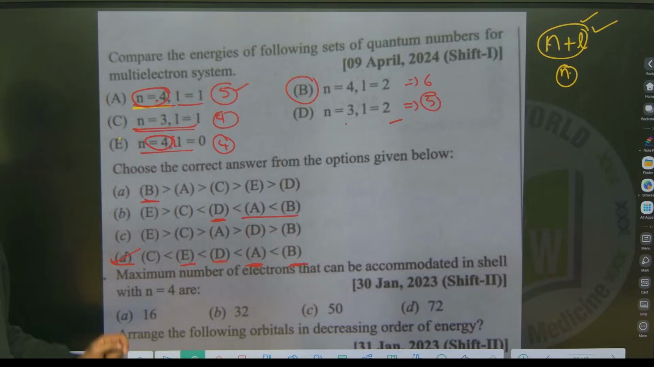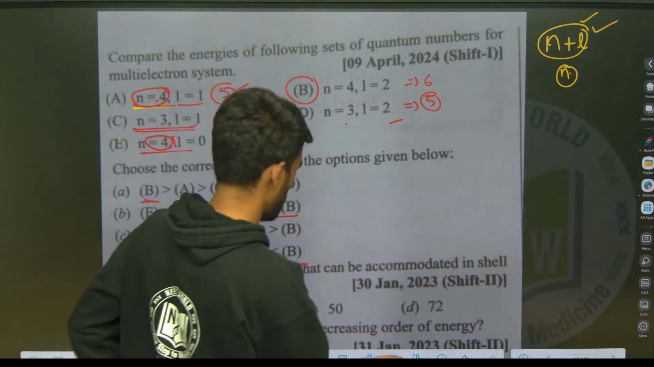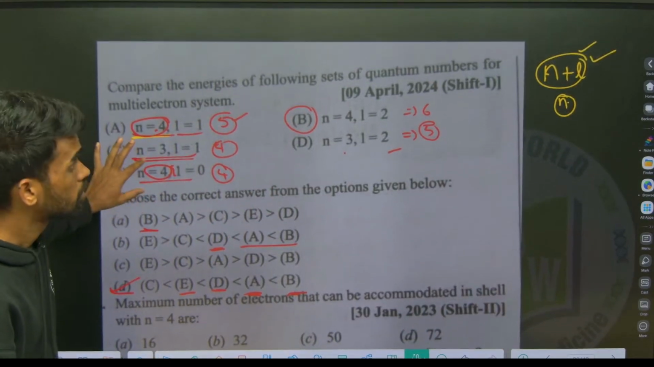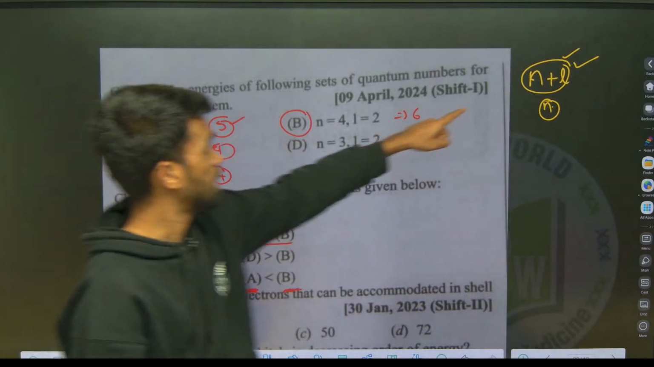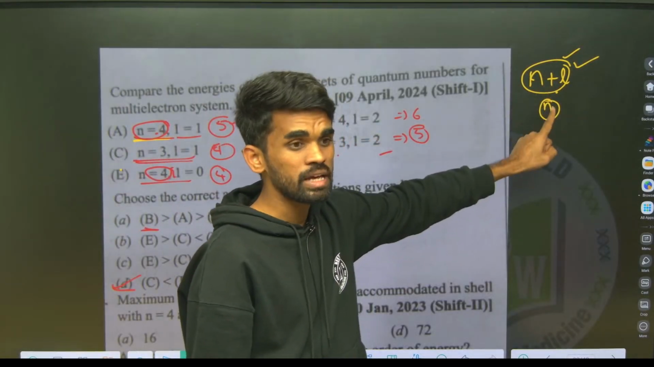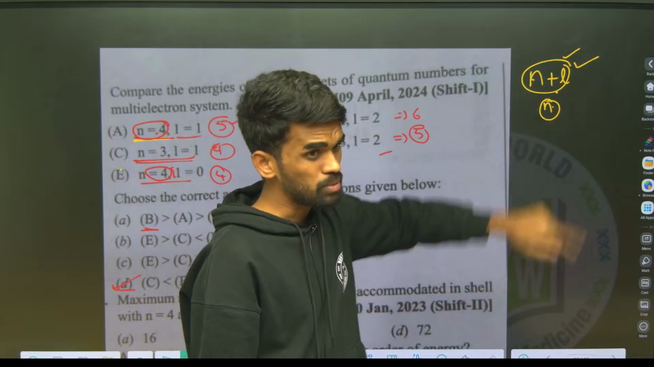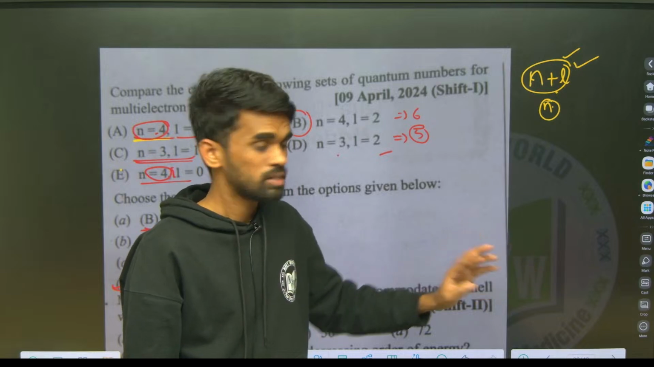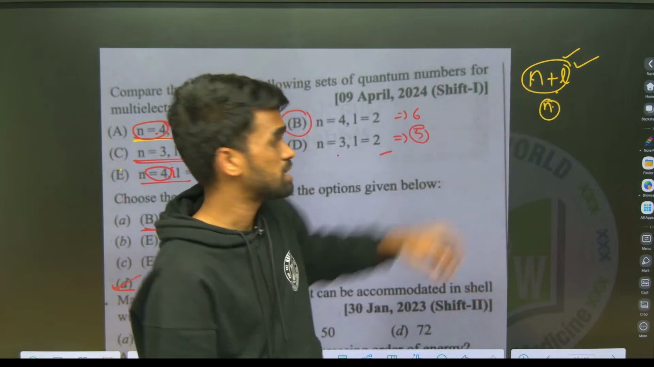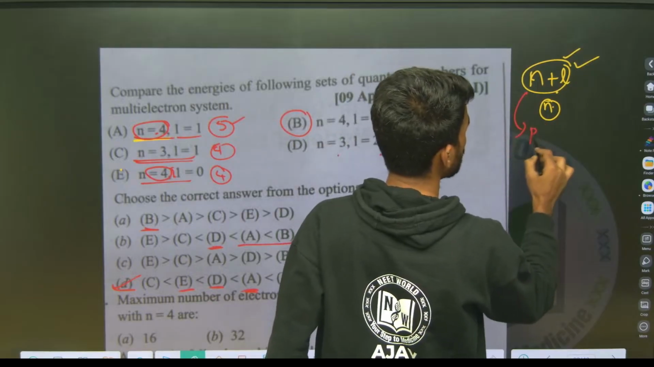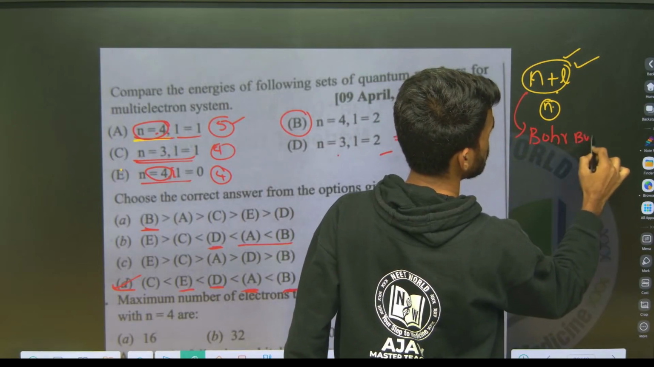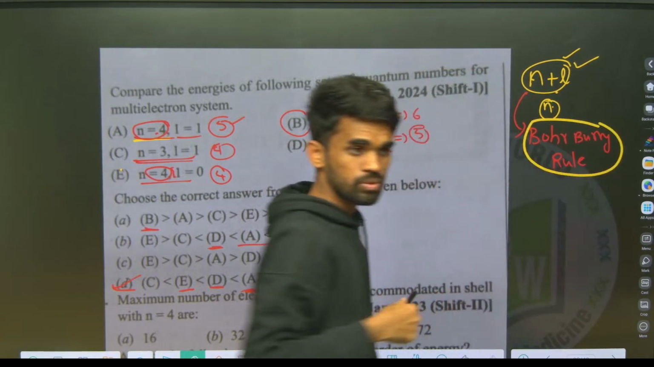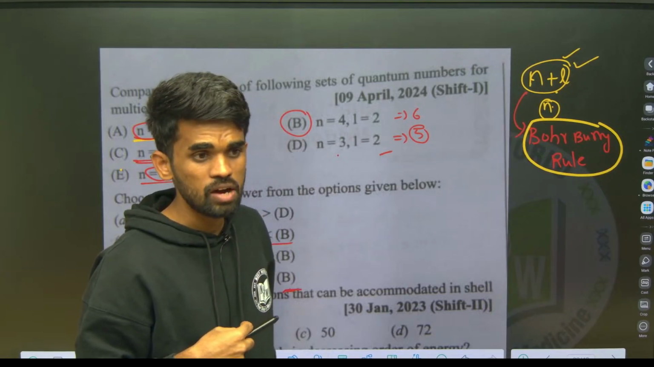Is that clear? Try to look at all the options carefully, because you should not lose marks. The n plus l values cannot be the same? No, they can be the same. If the n plus l values are the same, then you look at the n value. Sometimes the n values are also the same, but then the n plus l value will be different. That's why you first look at n plus l. This rule is called the Bohr-Bury rule. The Bohr-Bury rule gives the order of energies of the orbitals.